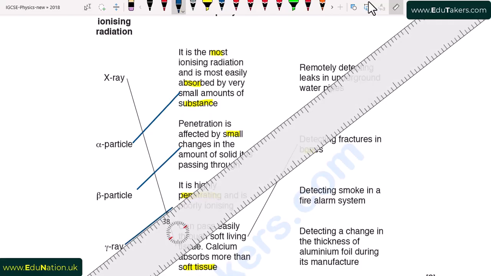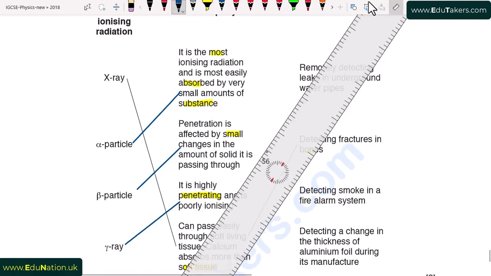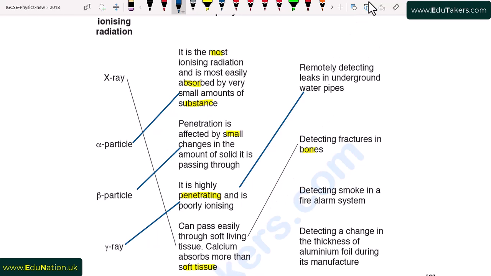Next, we have to link the property with uses. So the first use is remotely detecting leaks in underground water pipes. So beta radiation is used for this purpose. So it will be just like this. Third one is detecting smoke in a fire alarm system. So which is used in detecting the smoke in a fire alarm system? It is basically alpha particles.